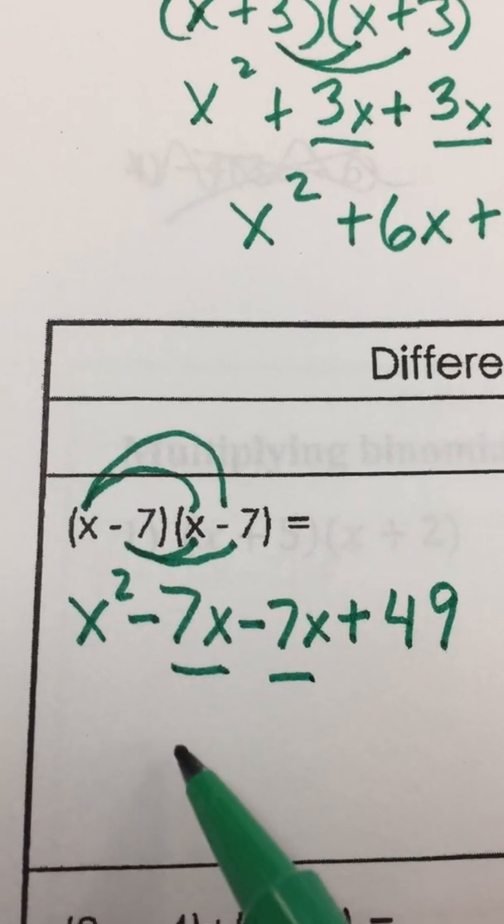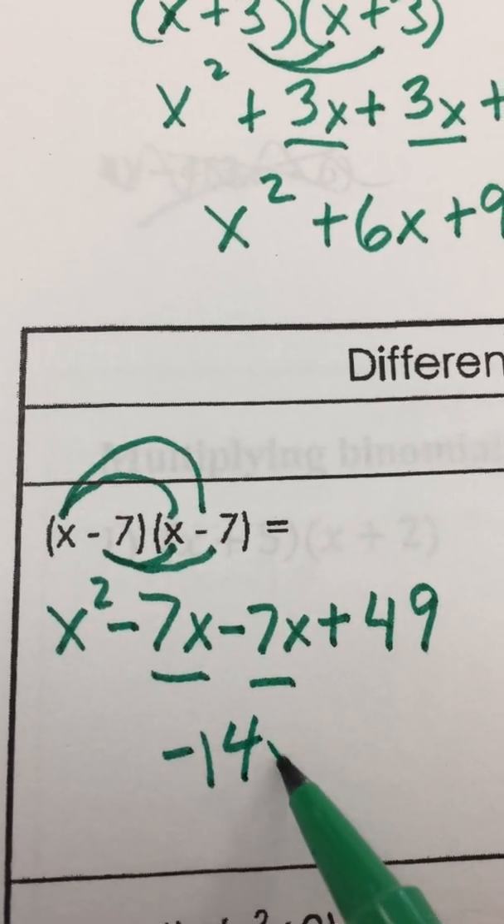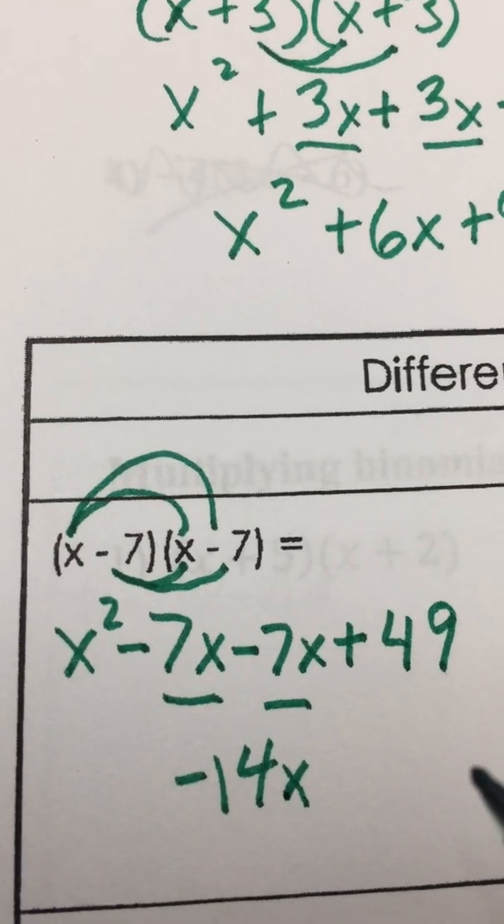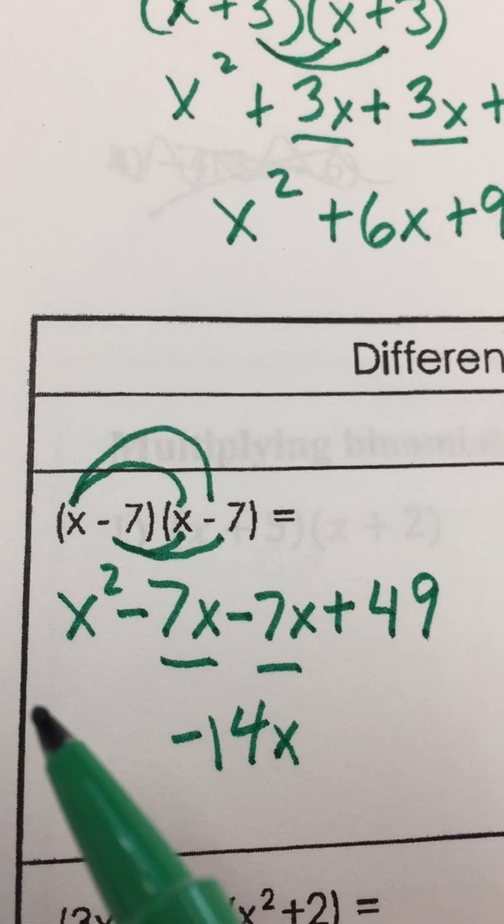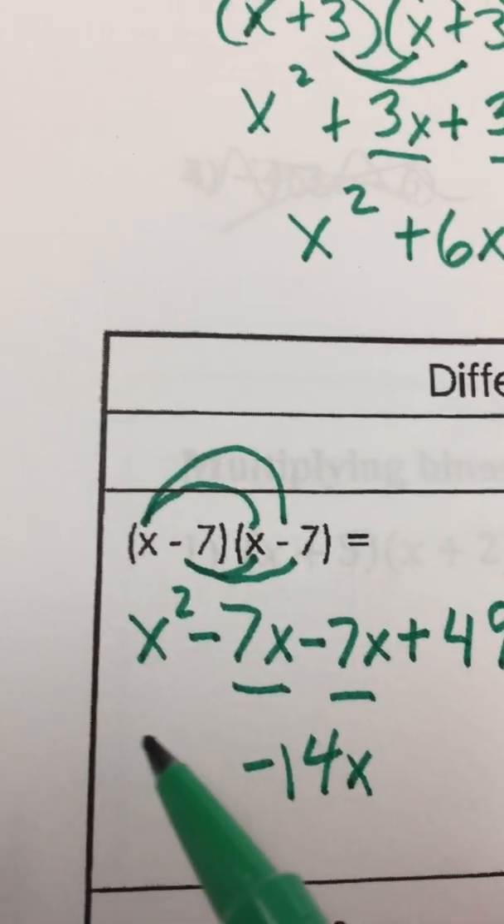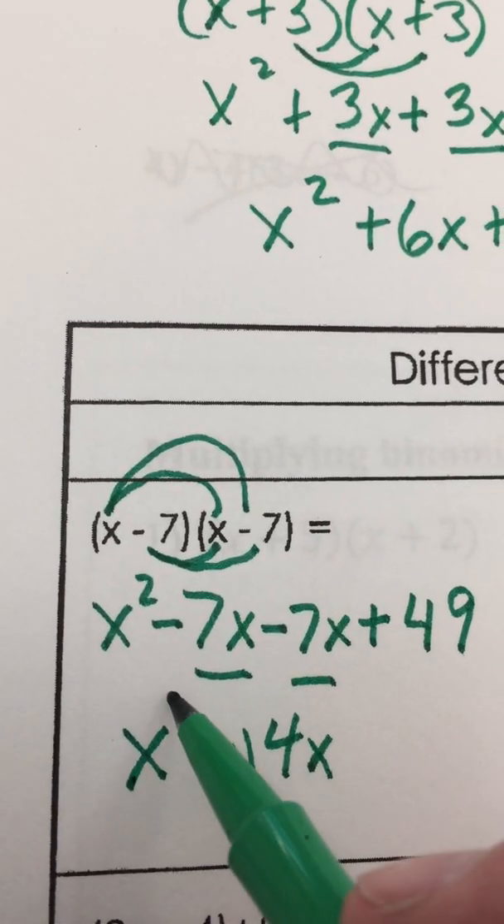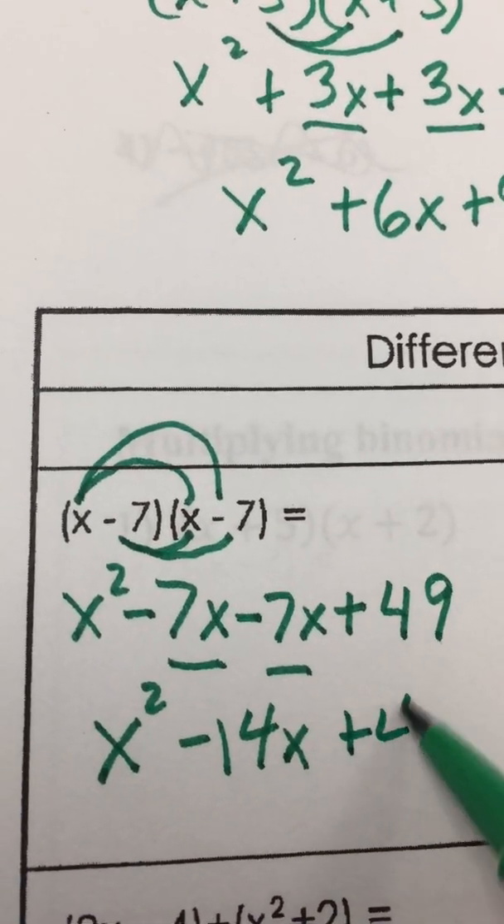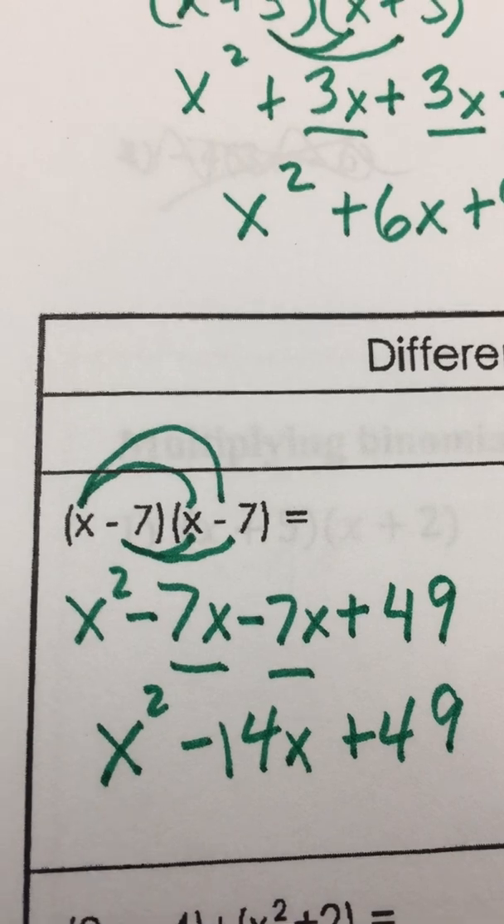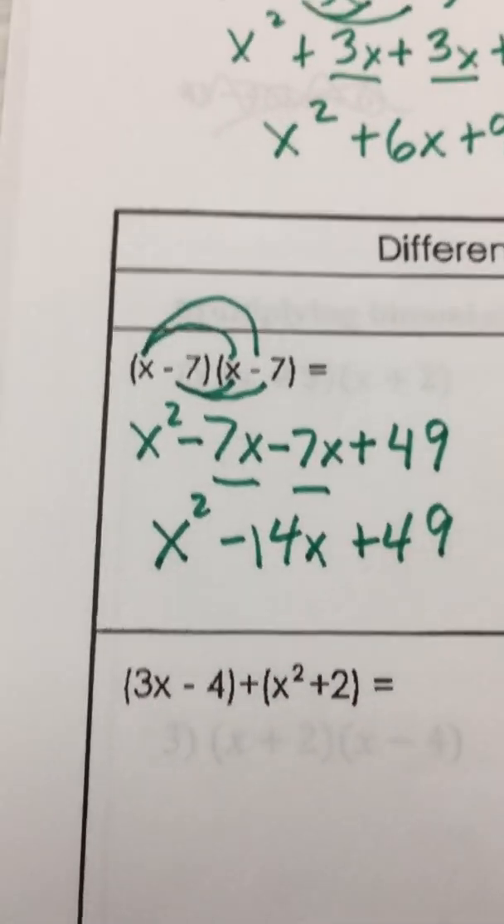X's go together. That's going to give me a -14x here. -7 somethings plus another -7 somethings is -14 somethings. So when you're doing combining like terms, don't change the somethings. The exponent rules are only for the multiplication part, plus 49. And none of those are like terms, so that is the answer to that multiplication problem.